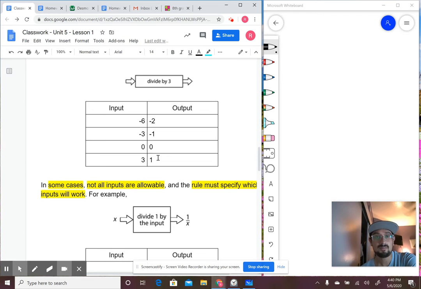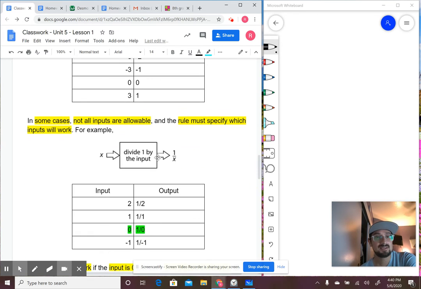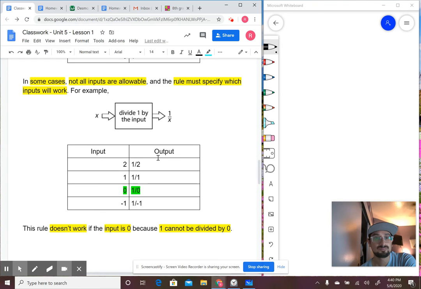Okay, so now for this one, in some cases, not all inputs are allowable. The rule must specify which inputs will work. For example, you take x and you do 1 over x. So 2, 1 over 2. 1, 1 over 1. 0, 1 over 0. Negative 1, 1 over negative 1. But in this case, we cannot plug in 0 because 1 divided by 0 is not a valid answer. So this rule does not work if we try to input 0. And we'll talk about what that means in the future, okay?